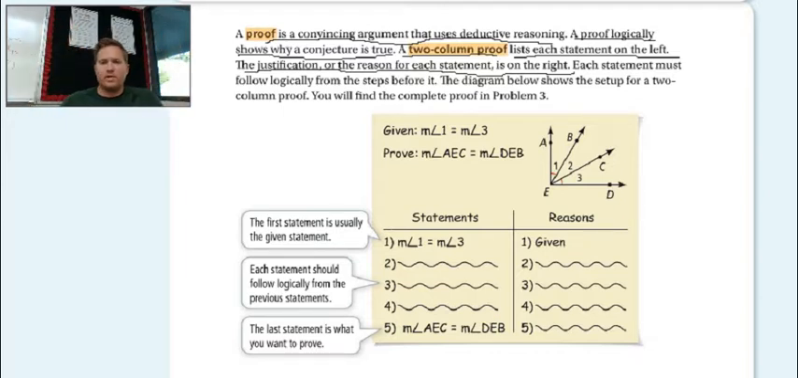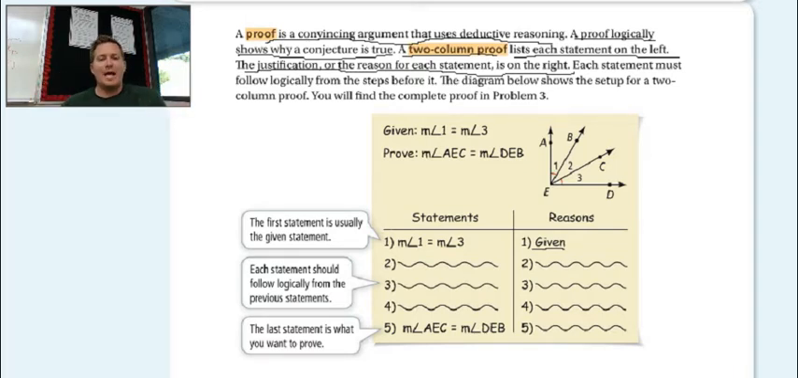You'll see this: we are first given information, like angle 1 equals angle 3. And so our first statement is usually a given statement. So the reason would just be given right here. After that, each of these statements should follow logically from the previous statement. So we're usually going in order, and we're using our properties in order to prove that those statements are true.